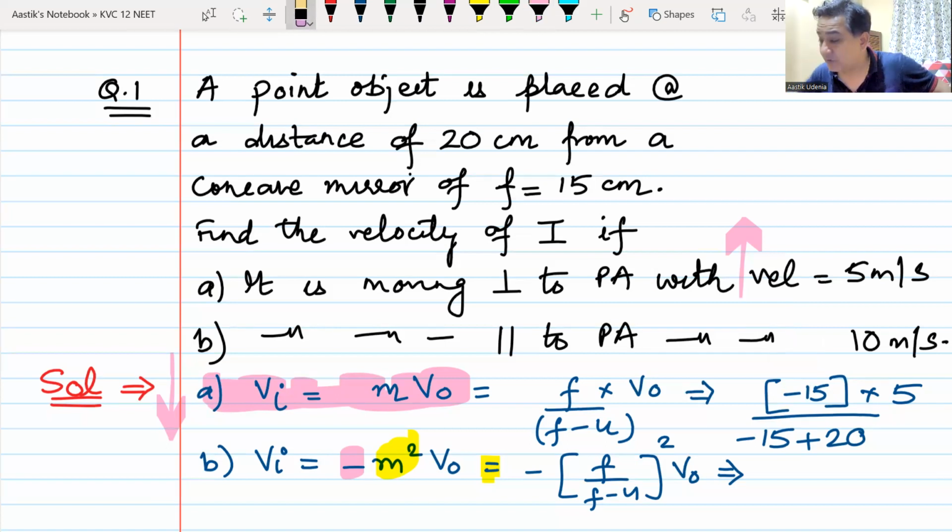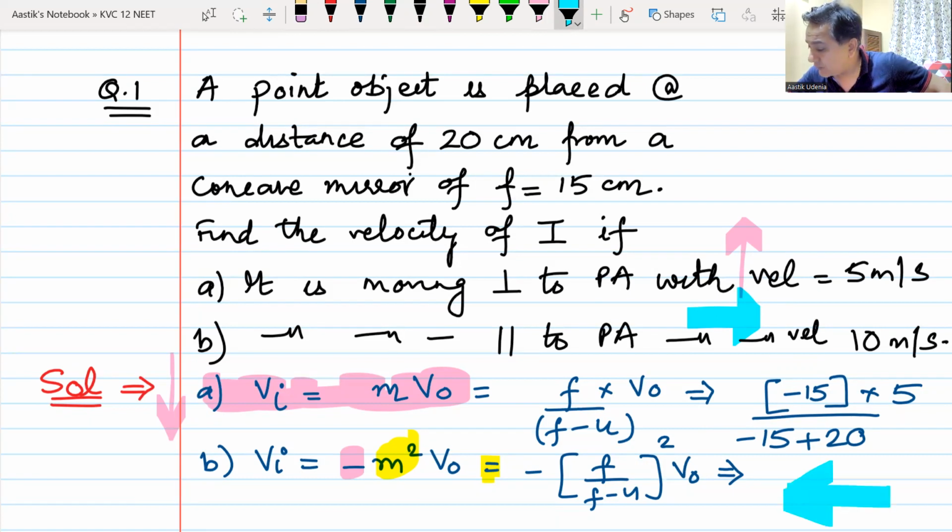And in the second case, it was moving along the principal axis. If the object was moving like this along the principal axis, this will also come negative. That means the image will move like this. So in both cases, your answer is going to come negative. In the first case, the object is moving upwards, you get the answer as negative, that means the image is going downwards. In the second case, the object is going like this, the image is coming like this. Do we understand this now?